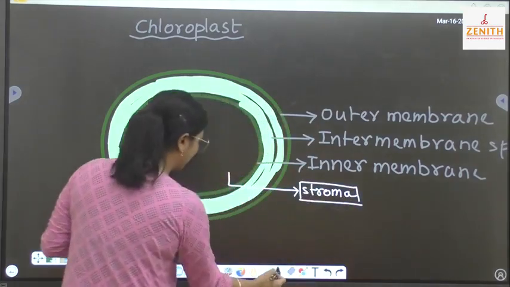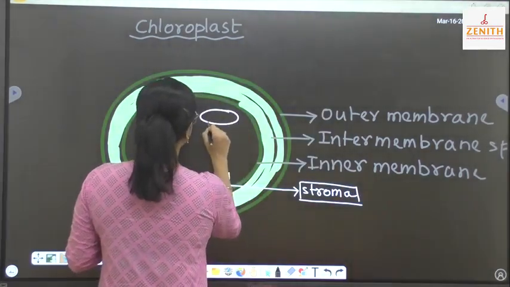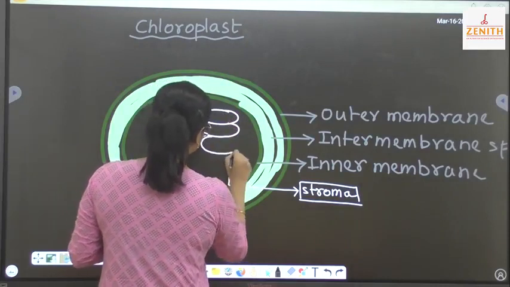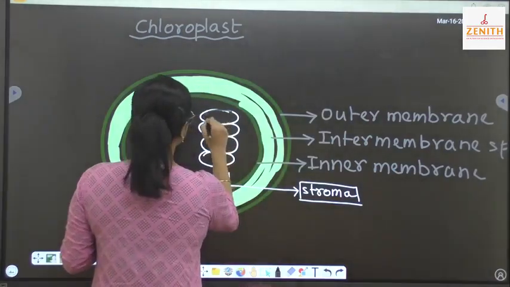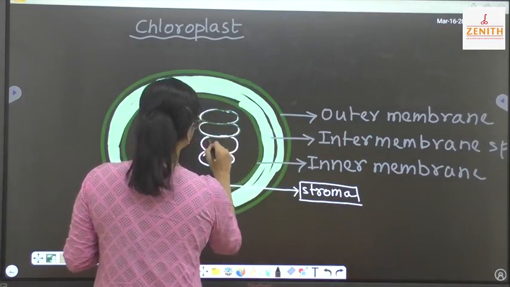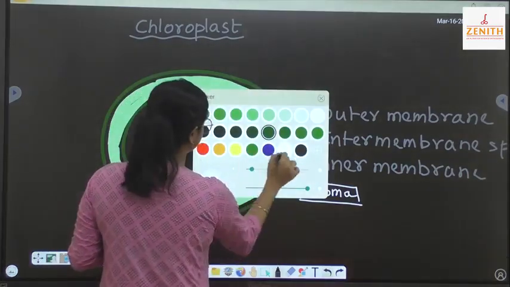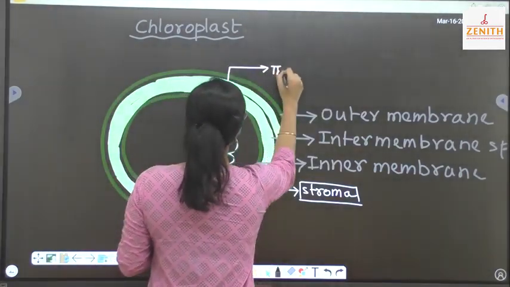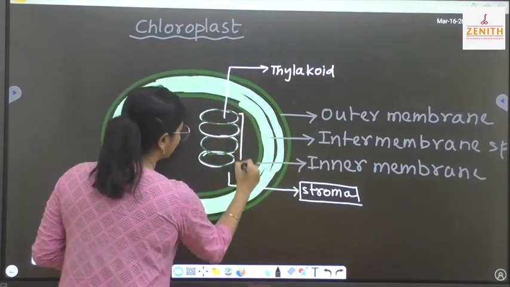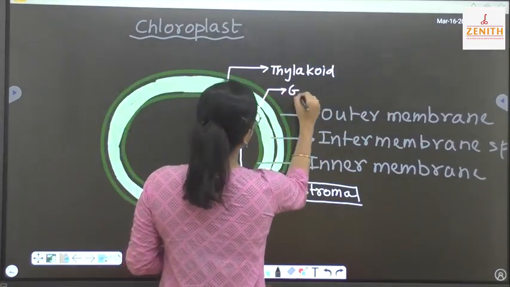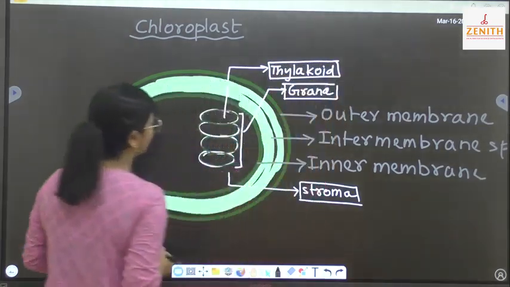Within the stroma there is the presence of some individual flattened disc-like structures. These individual flattened disc-like structures are known as the thylakoid. So these structures are called the thylakoid, and a bunch of thylakoid is known as grana.